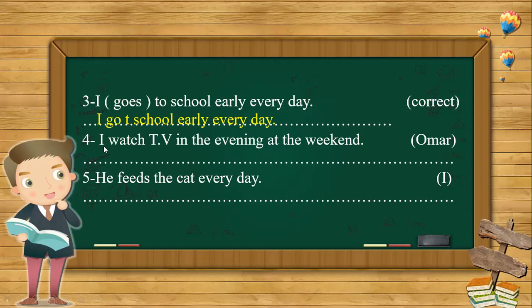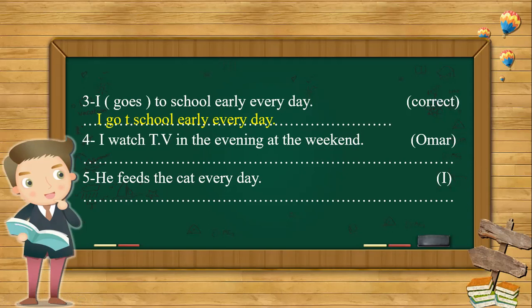Okay, let's go back to our sentence. I watch TV in the evening at the weekend. I takes the verb stem or the infinitive. That's a correct sentence. So I want to change I and put Omar. Omar is he. Omar will add what to the verb? Super, excellent, all of you.